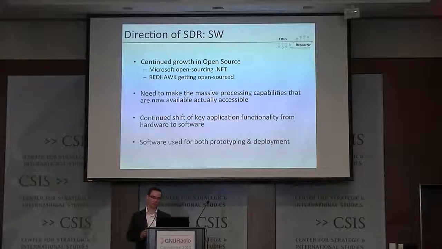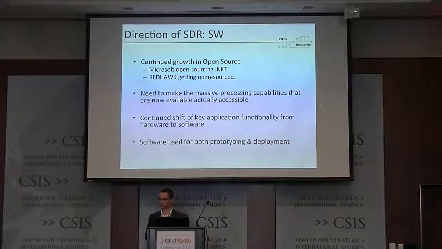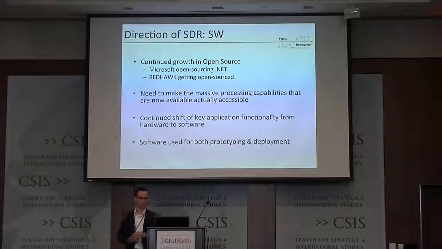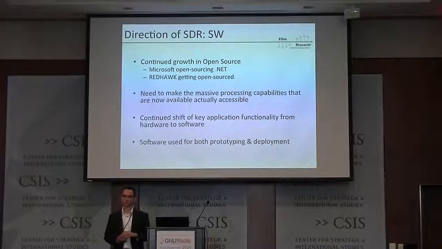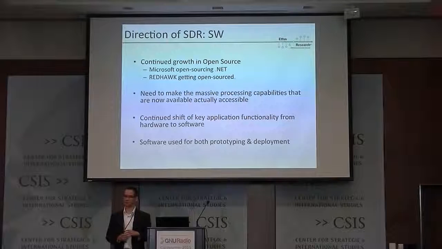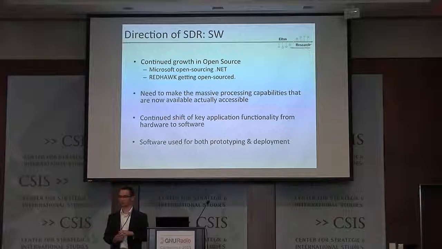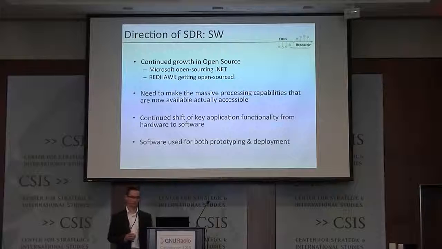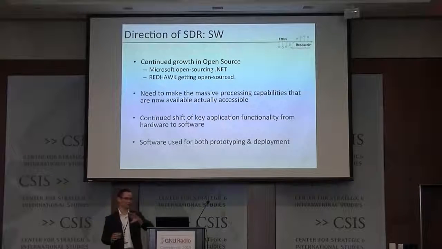In terms of software, like I said earlier, we need to make the massive processing capabilities that we have available now easily accessible. We have GPUs, we have FPGAs, we have all of these items, but they're difficult to use. They're difficult to incorporate in your system, they're difficult to program. I think we're going to continue to see a shift of key application functionality from hardware to software, right? And so software radios follow the same trend that consumer computers did, right? It used to be everything was defined in hardware, and now what's important is what's in your web app. Not that good radios will start making web apps, but you hopefully see the parallel.